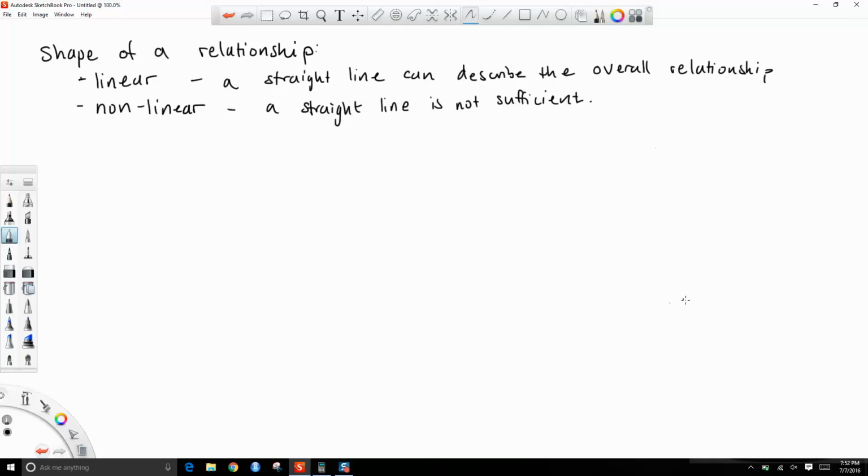Okay. Now, in order to talk about this idea of shape, we have a tool for displaying, okay? A tool to display two numeric variables, and that is called the scatter plot.